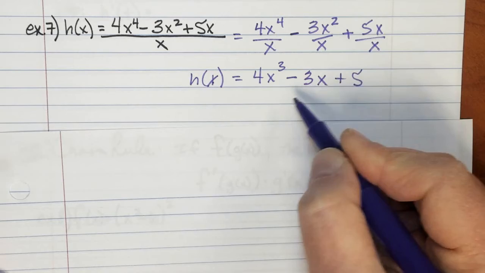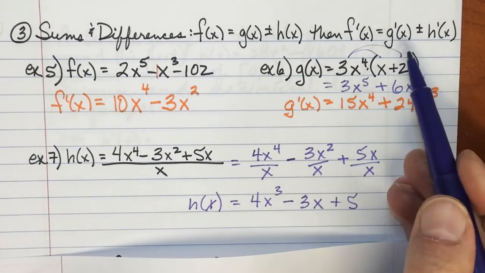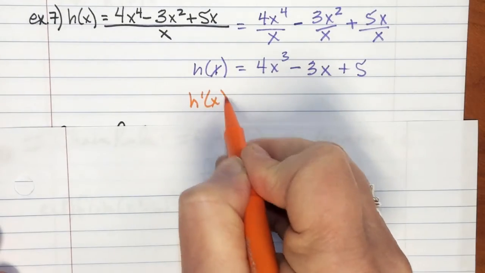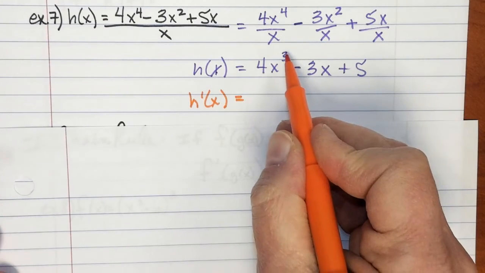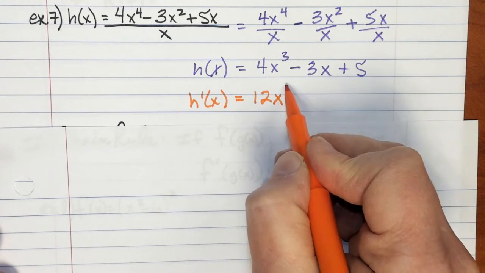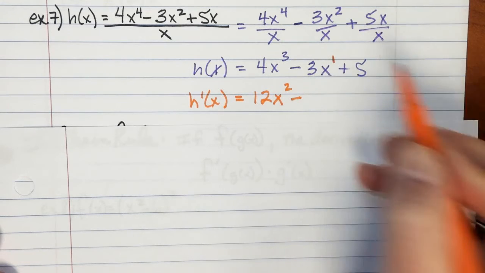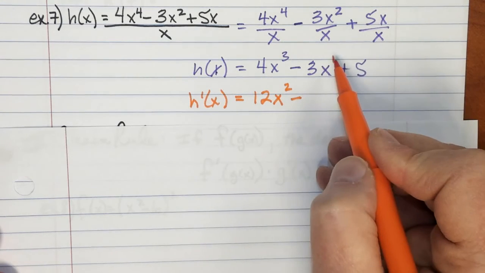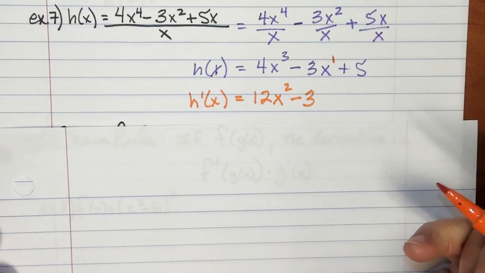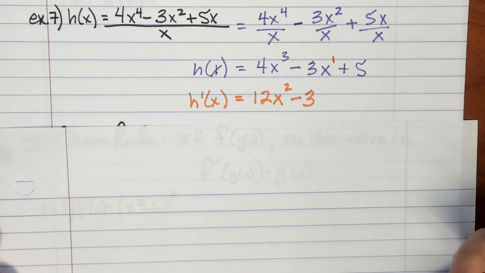Now I can take the derivative of each term because of the sum and difference property that we had. Right? So the derivative of function h would then be 3 times 4, which is 12, x, reduce the 3 to 2, minus, there is a 1 right there, it's understood. So I have 1 times negative 3, which would be negative 3. I reduce that by 1, so it's gone. And the derivative of an integer is 0.